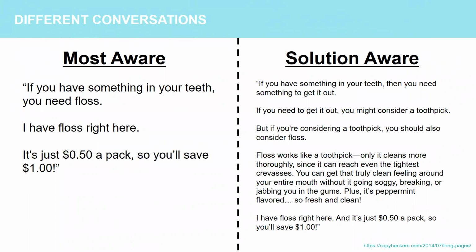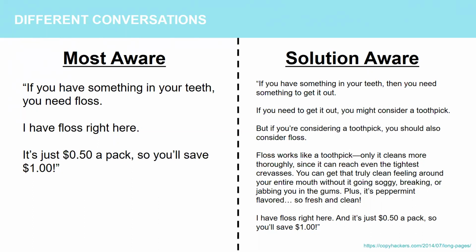But let's think about somebody who's solution aware. Remember, they know they have a problem. They understand that pain, but they're trying to understand, okay, well, how does this all come together? So for them, you might say, hey, if you have something in your teeth, then you need something to get it out. If you need something to get it out, you might consider a toothpick. But if you're considering a toothpick, you should also consider floss. Floss works like a toothpick, only it cleans more thoroughly since it can reach even the tightest crevices. You can get that truly clean feeling around your entire mouth without it going soggy, breaking, or jabbing you in the gums. Plus, it's peppermint flavored. So fresh and clean. I have floss right here. It's just 50 cents a pack, and you'll save $1.